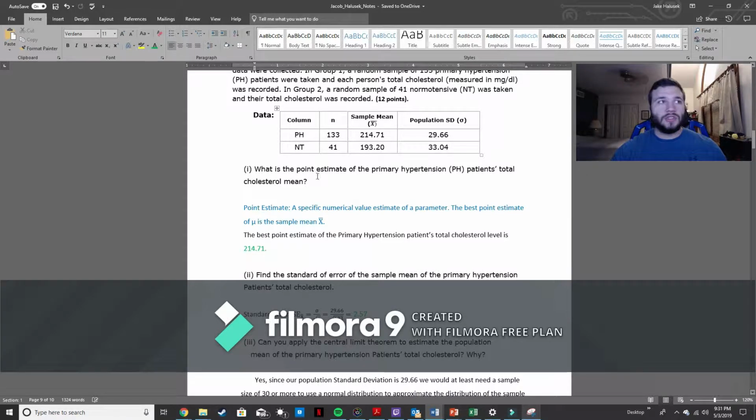Part 1 of question 2 is asking what is the point estimate of the primary hypertension patients' total cholesterol, and what does it mean? A point estimate is a specific numerical value estimate of a parameter. The best point estimate of our population mean is our sample mean, x bar. So the best point estimate of the primary hypertension patients' total cholesterol level is 214.71. We get that just by looking right here, our sample mean 214.71.